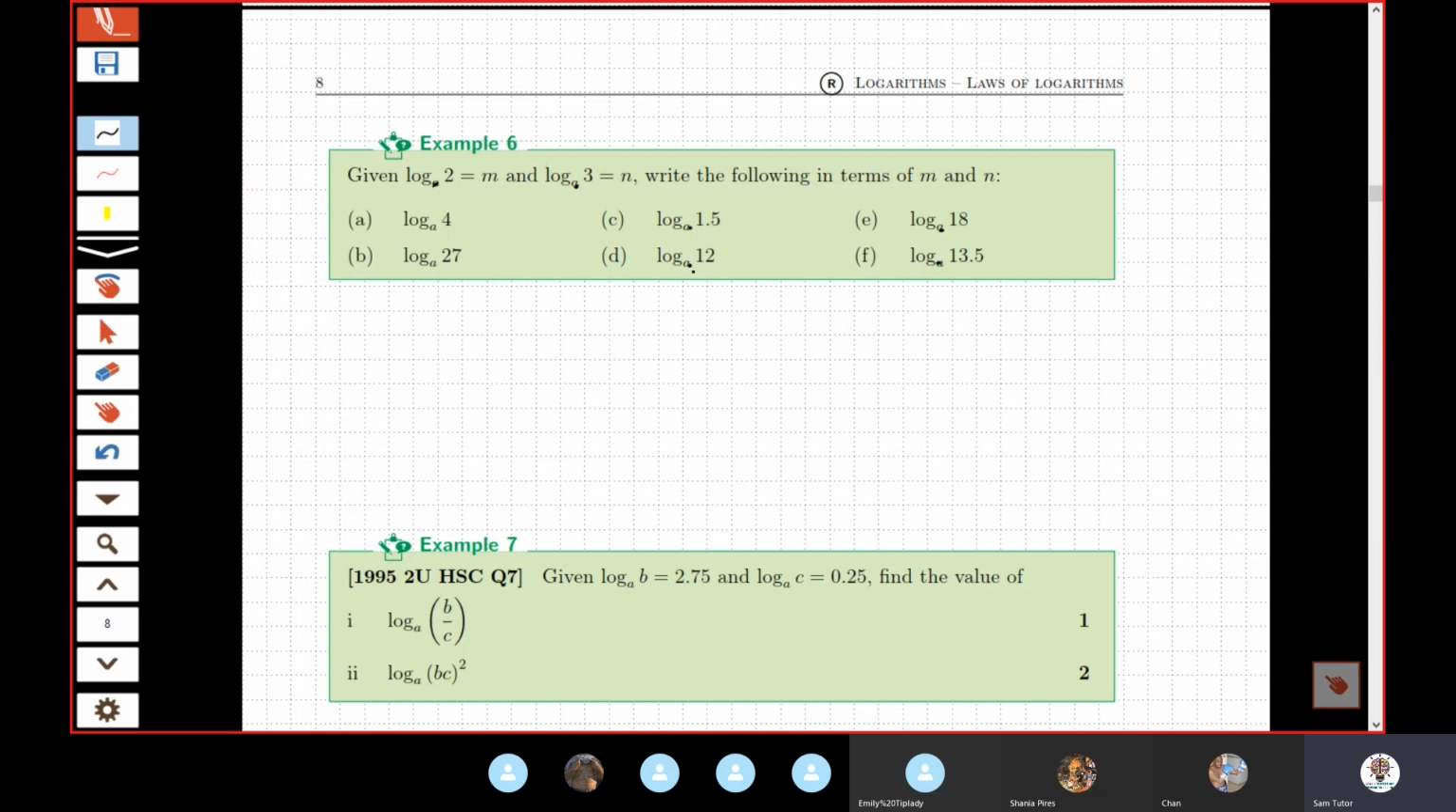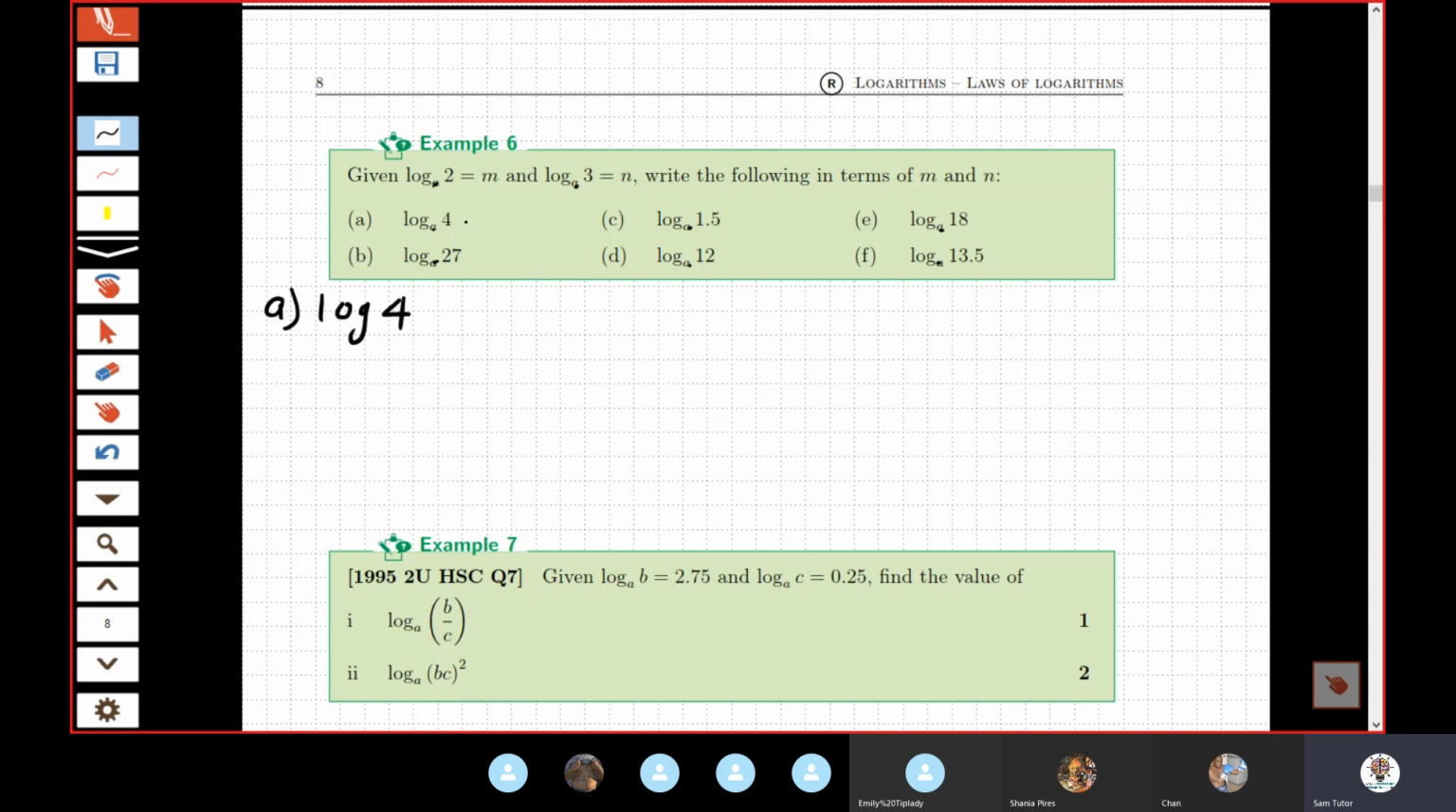It's probably just going to be a bit easier for your first lesson to start off without having all your little a's everywhere. So you can just assume I told you log 2 is m and log 3 is n. You don't need to say log 2 subbase a is equal to m. You're going to confuse yourself. Just say log 2 is m, log 3 is n. Write the following in terms of m and n. We want to find log 4.